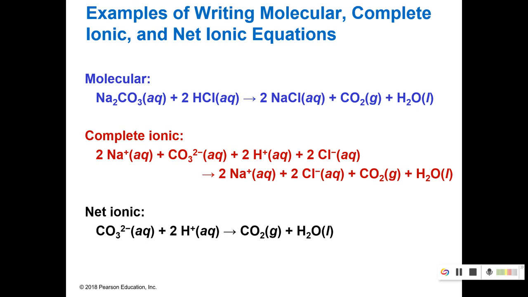All right, let's look at one that's a little more complicated. So this one has 3 products. Notice it's got a gas and a liquid. Those will still stay together. Only aqueous break. So we still cross out our spectator ions to get our net ionic. Then what I have left is carbonate and 2 hydrogen ions yield carbon dioxide and liquid water.